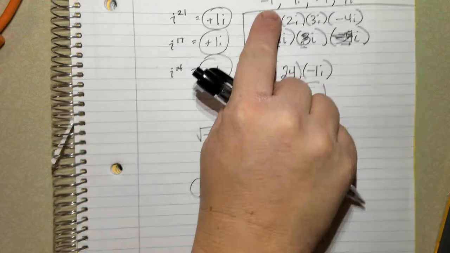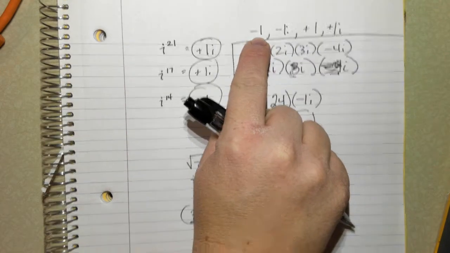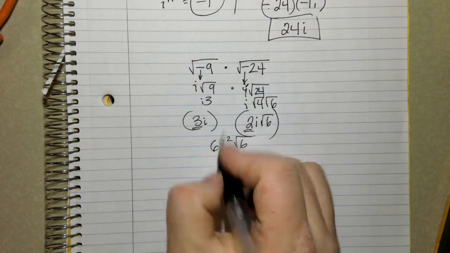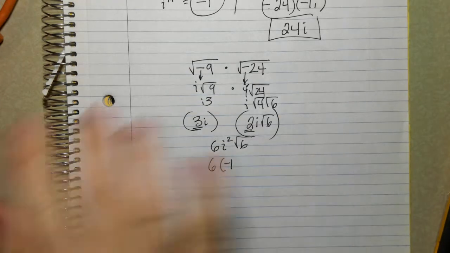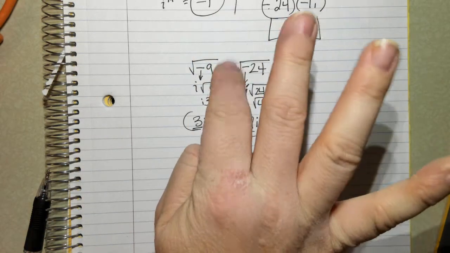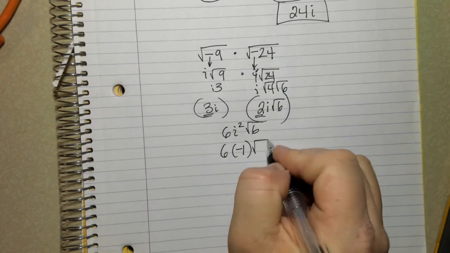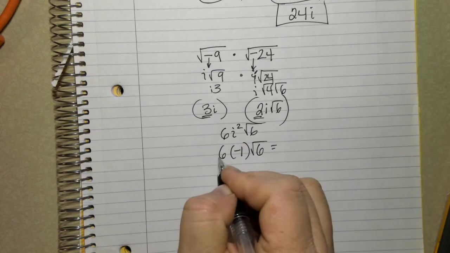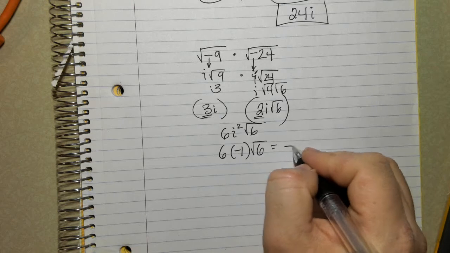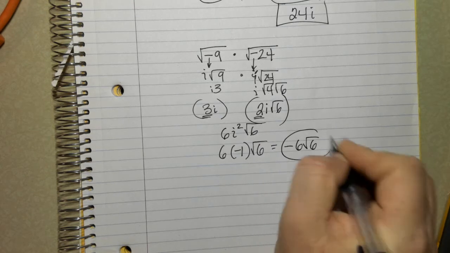What you have to memorize is that i squared is equal to negative 1. It's the second number, 1, 2. And the first number in our sequence is negative 1. So when I've evaluated this, my final answer simplified is negative 6 times the square root of 6.